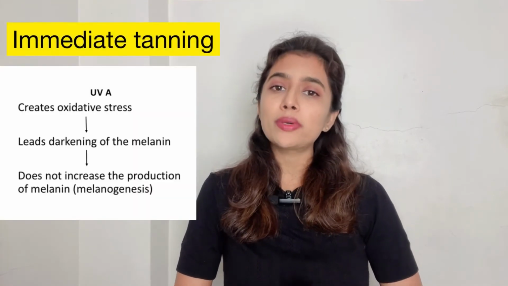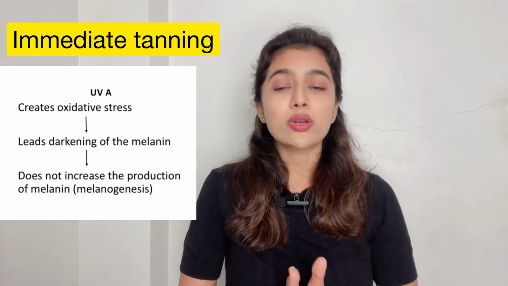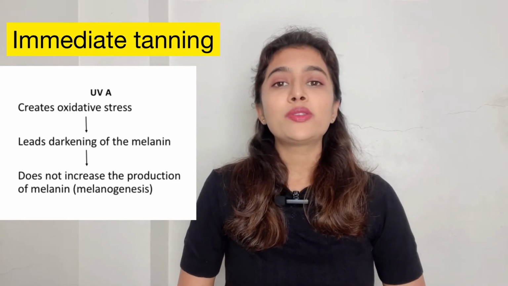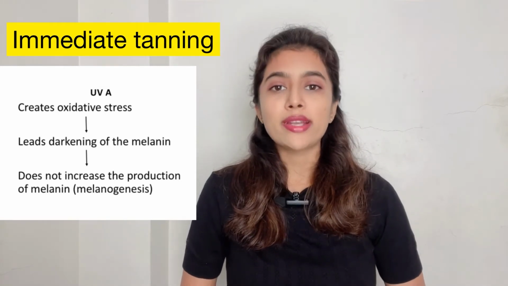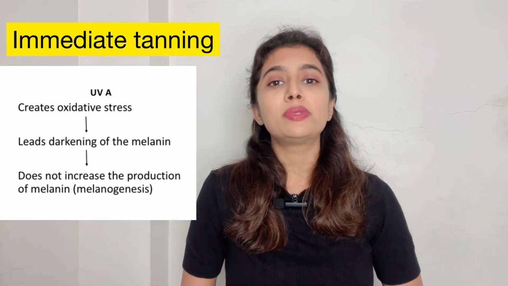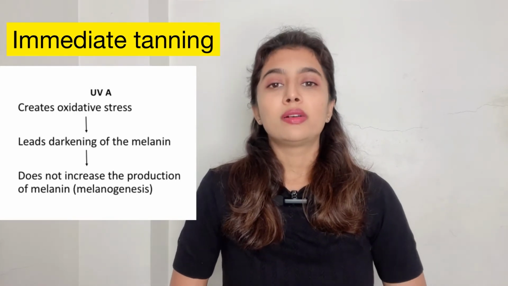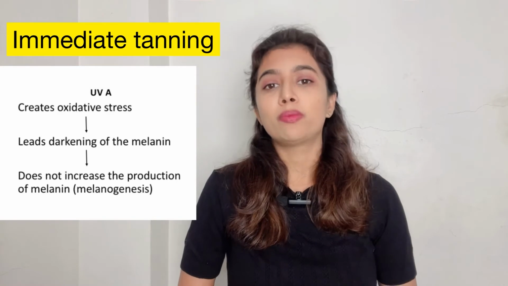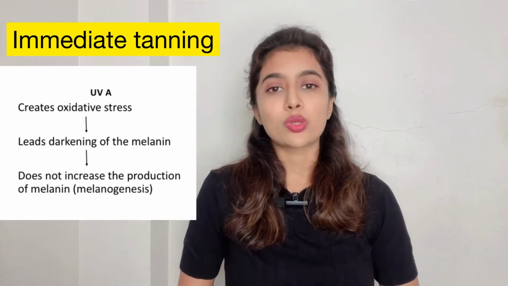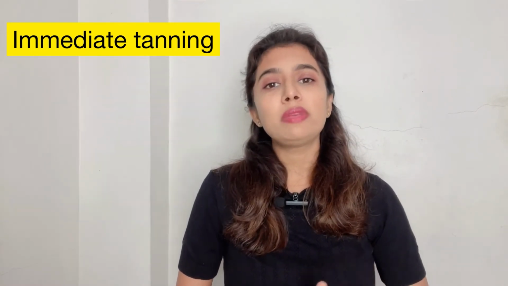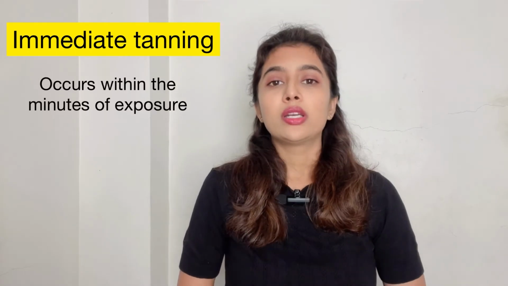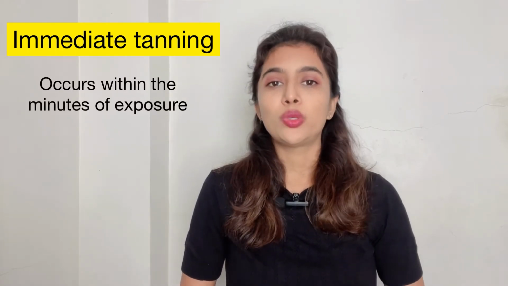In the first phase, UVA rays, which have a longer wavelength, will penetrate to the deeper layers of the skin. They cause oxidative stress and immediately affect the melanocytes, making them release the pre-stored melanin they have. But it does not increase the production of melanin. Here, melanogenesis does not happen. So it gives an immediate darkening of the color. It occurs within minutes of UV exposure.